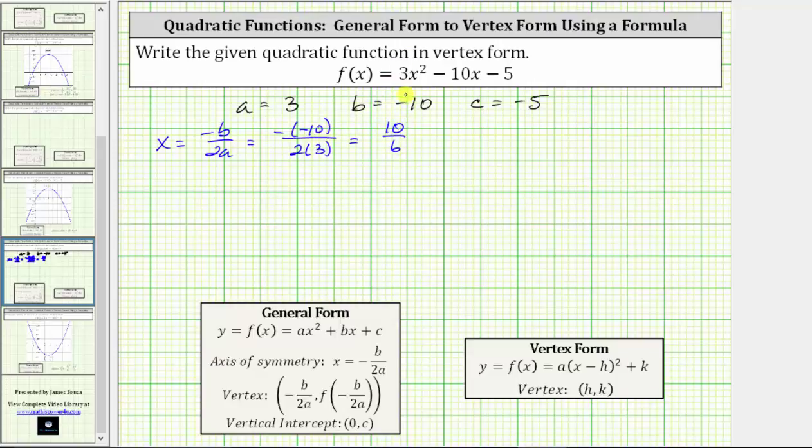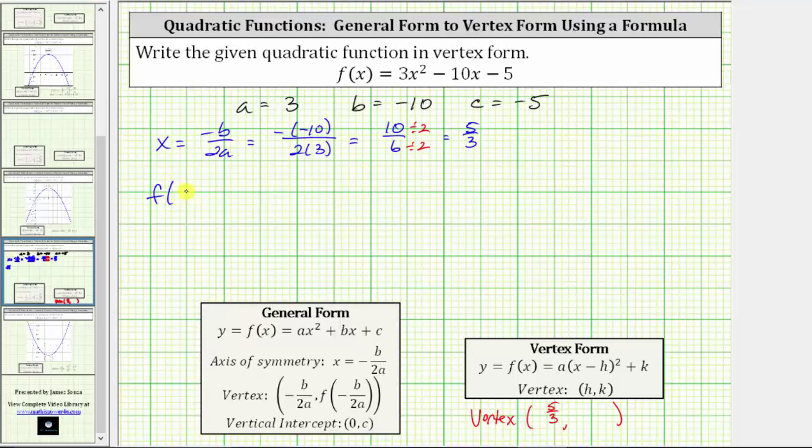Leaving this in fraction form, we can simplify by dividing 10 and 6 by 2, which gives us the equivalent simplified fraction of 5/3. Which means now we know the vertex has an x-coordinate of 5/3, and therefore h is equal to 5/3. To determine the y-coordinate of the vertex, we need to determine the function value when x equals 5/3, which is f of negative b divided by 2a.